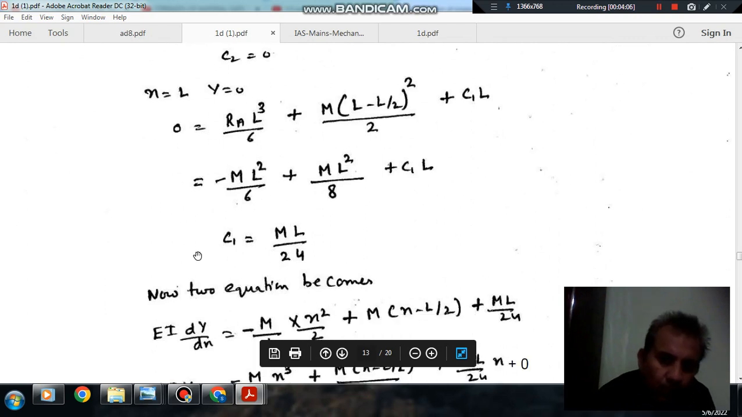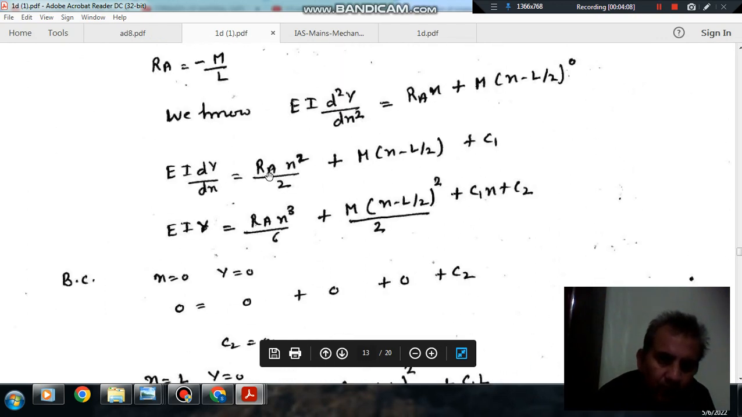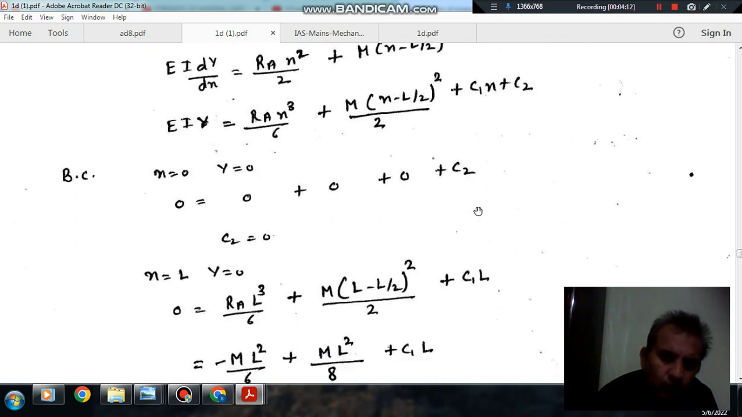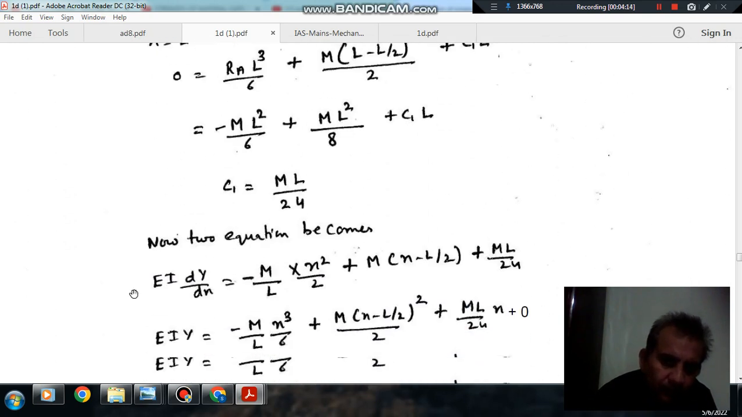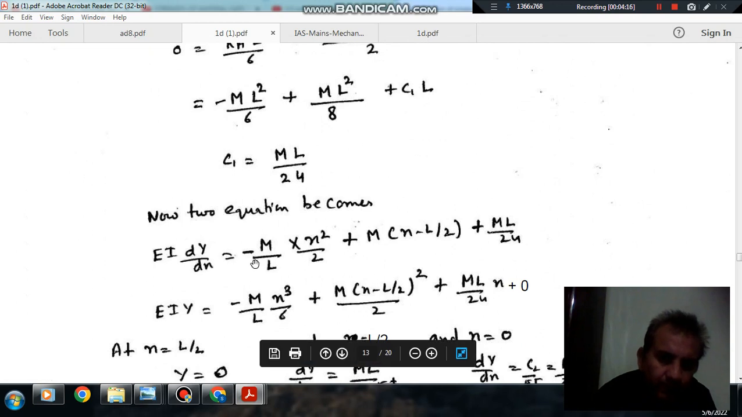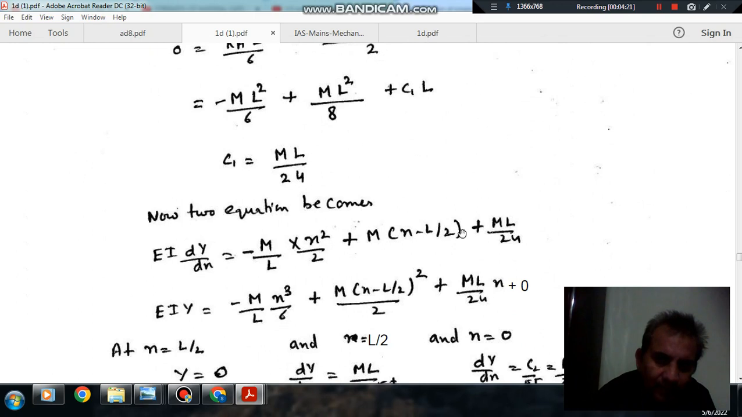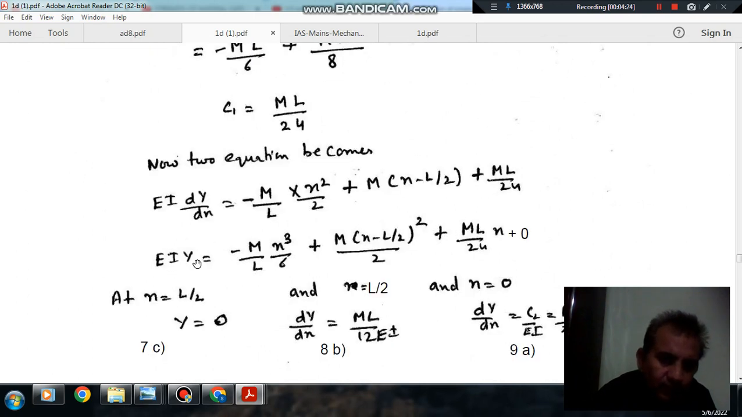Okay, now these two equations, after putting the value of C1 and C2, as value of C2 is 0, become EI dy by dx equals minus ml x square by 2 plus M x minus L by 2 plus ml by 24. Okay, and this equation is EI y equals minus ml x cube by 6 plus M x minus L by 2 square by 2 and ml by 24 x. Just put in the value of C1.